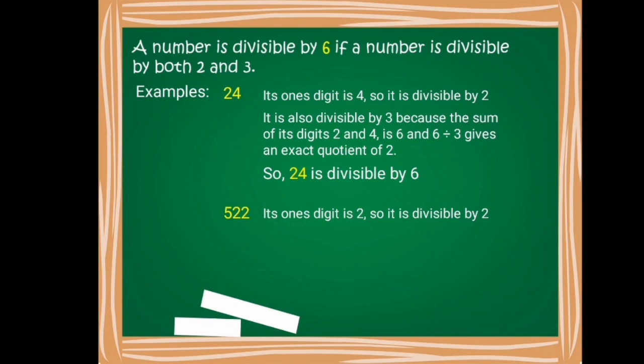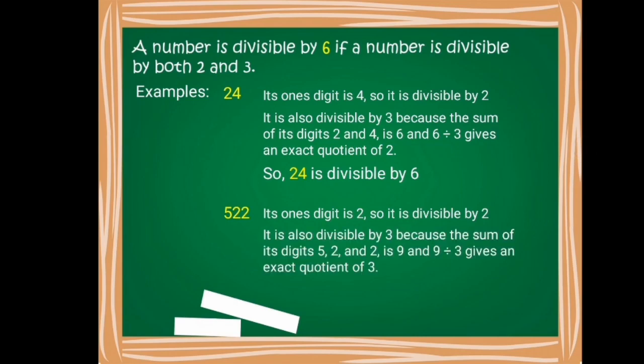Divisible by 3 ba yan? It is also divisible by 3 because the sum of the digits 5, 2, and 2 is 9. Kapag inadd sila, 5 plus 2 plus 2, ang lalabas na sagot ay 9. 9 ay multiple na ng 3. And kapag dinivide naman natin ang 9 by 3, it gives us an exact quotient of 3. Therefore, 522 is also divisible by 3.